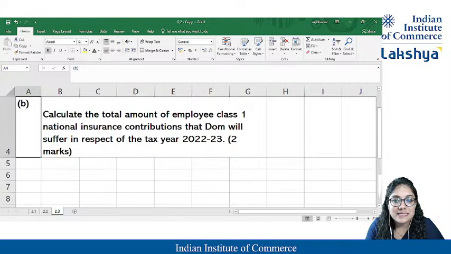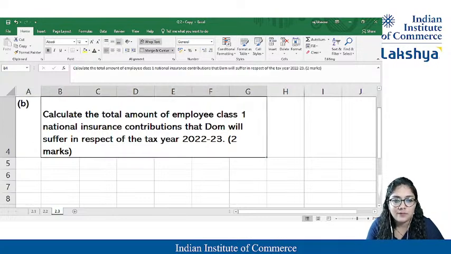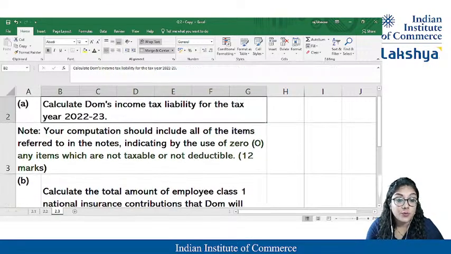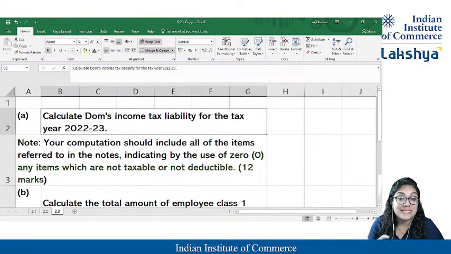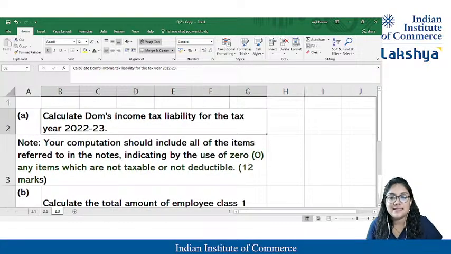After that, calculate the total amount for the class 1 employees. So it's basically the B part, in which we have to calculate for class 1 employees also. And I see insurance, that is just for 2 marks. Okay, cool. So what is important over here? It's this 12 marks income tax liability. So let us understand now.